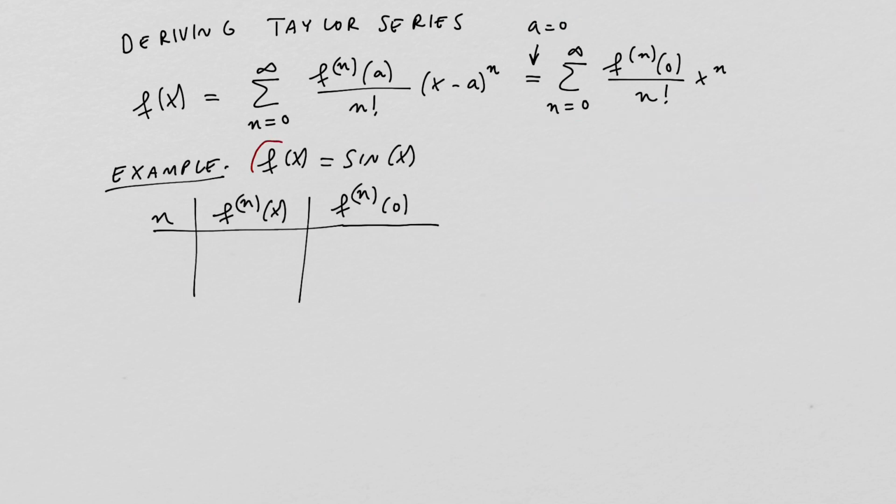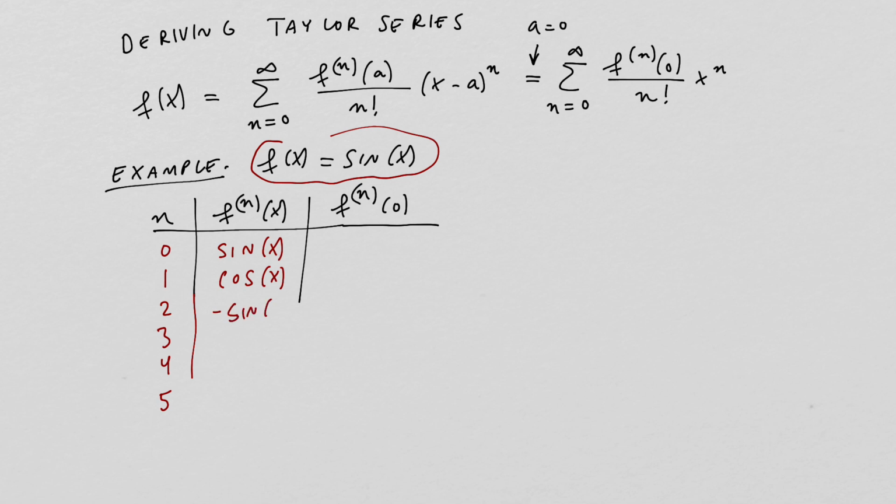If our function is the sine of x, we can fill this table. The derivatives of sine will be: the zeroth derivative is the function itself, then we have the cosine, then we have minus sine, then minus cosine, and then again sine of x. The derivatives will have the value at 0 equal to 0, 1, 0, minus 1, and so on.